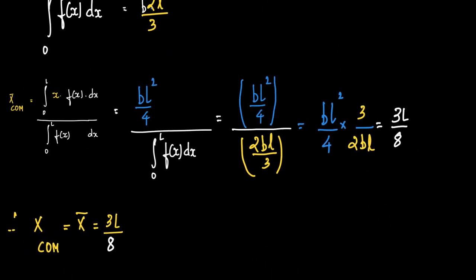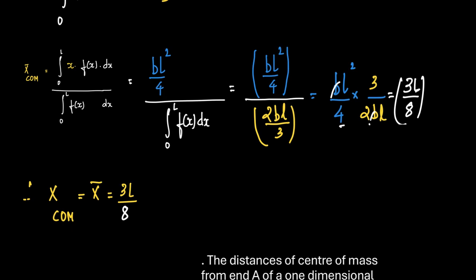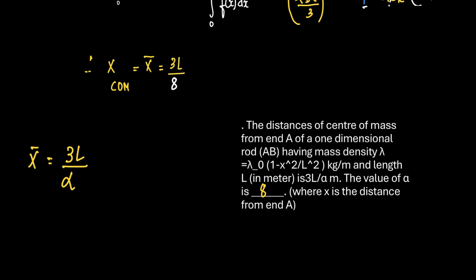Now we have found both the numerator and the denominator. That becomes bL square by 4 divided by 2bL by 3, which is bL square by 4 into 3 by 2bL. Now let me just confirm this. b by b is 1, L square by L is L, 4 into 2 is 8, so we get 3L by 8. And according to the question, the center of mass is 3L by alpha. So the distance of the center of mass from end A is actually the x coordinate of the center of mass, which becomes 3L by alpha. Now comparing these two, we have alpha is equal to 8.